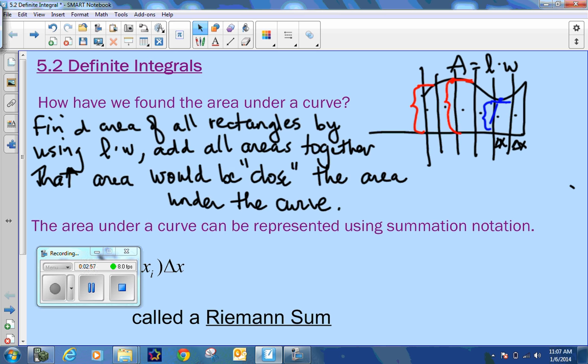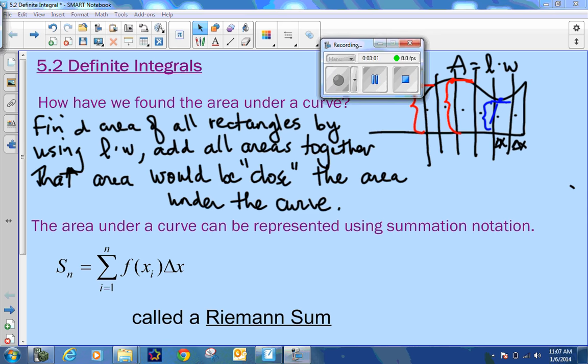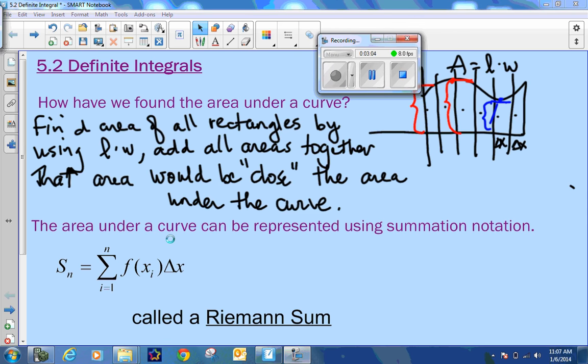Okay, so we're going to introduce just a little bit of different notation, and remember we called it R5 if we used the right endpoints. We called it L5 if we used the left endpoints, and M5 for midpoints. 5 meaning we had 5 intervals, right, left, midpoint for the height of the rectangle.